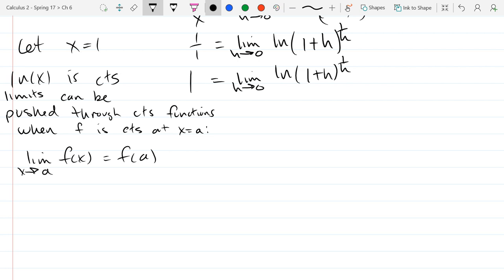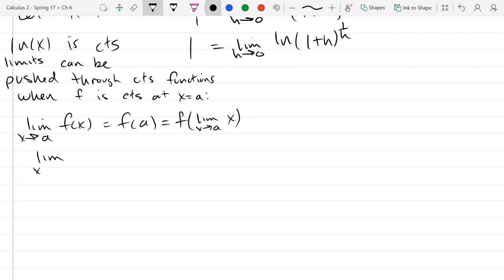So this was way back, Calc 1, Chapter 2, so probably the first 3 weeks of Calc class. Another way to write this is f of the limit as x approaches a of x. So that's another way to write a. It is the limit of x as x approaches a. So all I'm going to do is cut out the middle term right here, and just the first and last ones are equal.